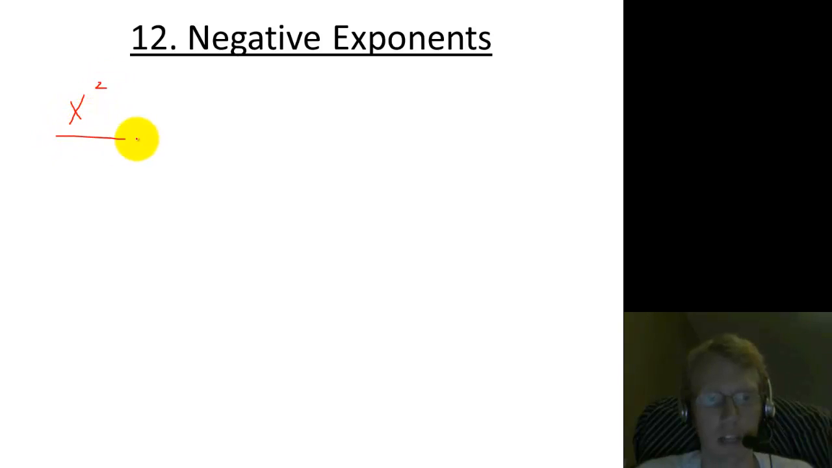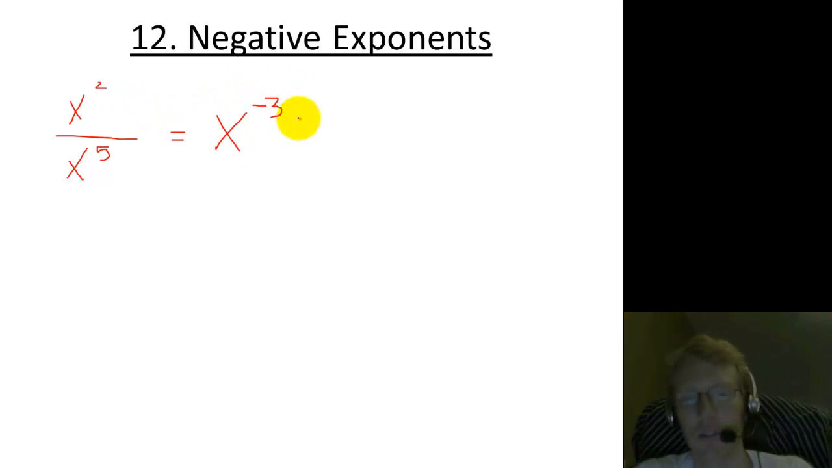Like, say we had x squared over x to the fifth. Our rules of division say that we should keep the base the same and subtract the exponent. So 2 minus 5 is negative 3. So x to the negative 3 would be the result, which has a negative exponent. Let's try to understand what this actually means in terms of the original problem.